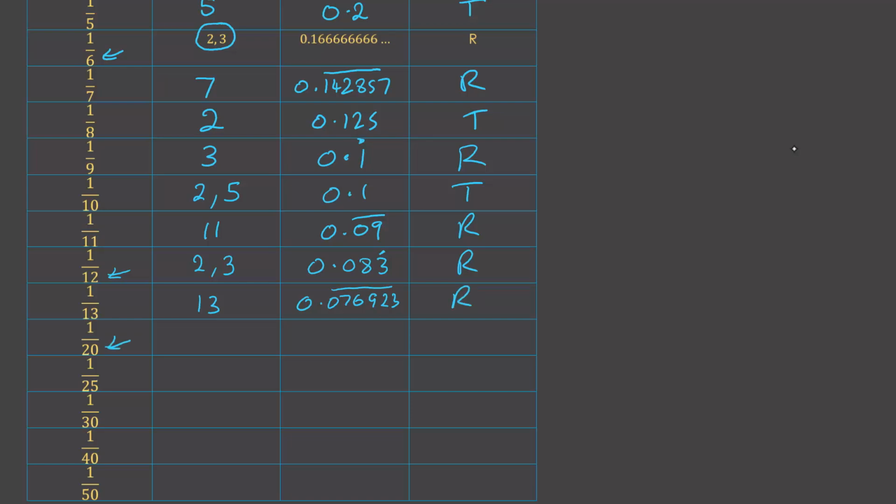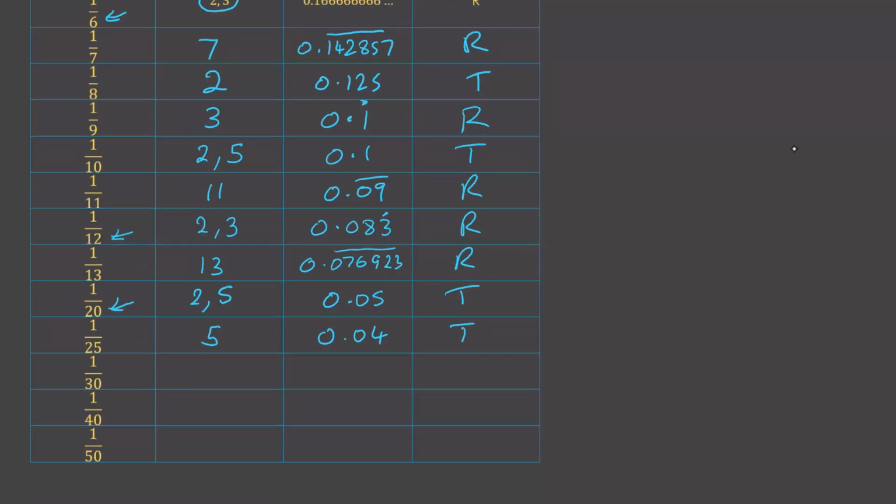20 is 4 times 5, which is 2 times 2 times 5, so just 2s and 5s there. And 1/20th is 0.05, so that's terminating. For 25, 25 is 5 times 5, so there's just a 5 there. And that one is 0.04, so that terminates. Now, 1/30, so what have we got there? 2, 3, and 5. And 1/30th is 0.03 recurring. So that recurs.